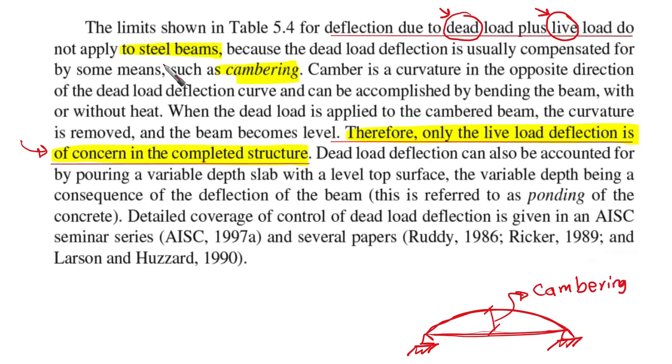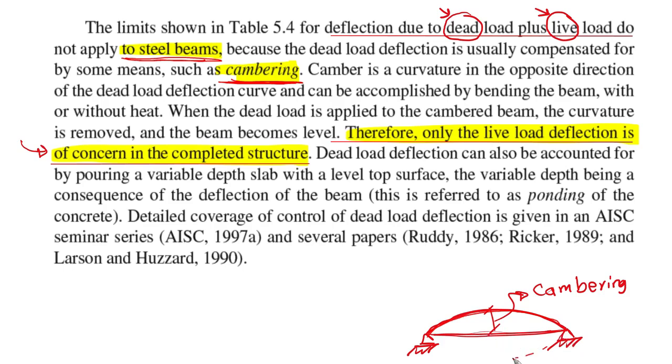Okay, the limit states shown in this table for deflection due to dead load plus live load do not apply to steel beams. Why? What is the reason? Because we have cambering. So what is the meaning of cambering? Camber is a curvature in the opposite direction of the load, or the dead load deflection.